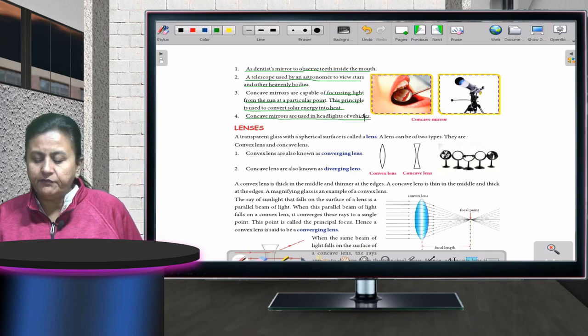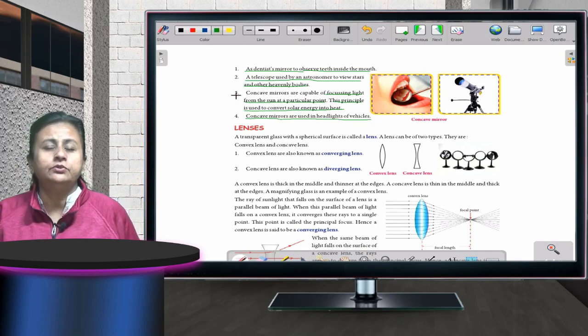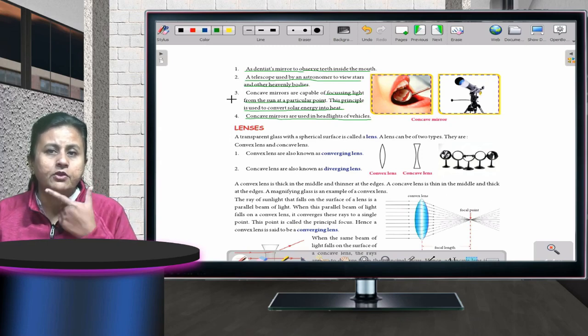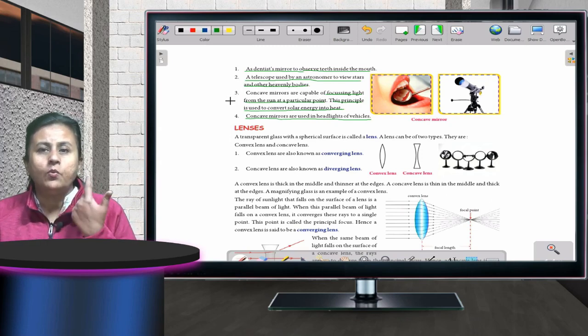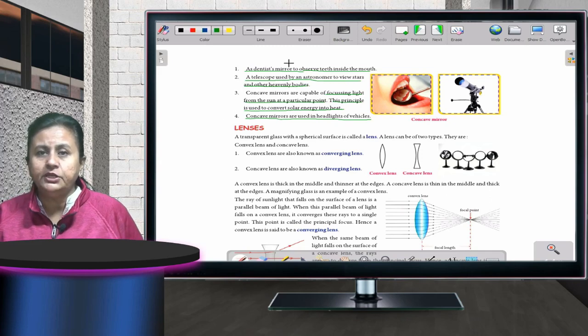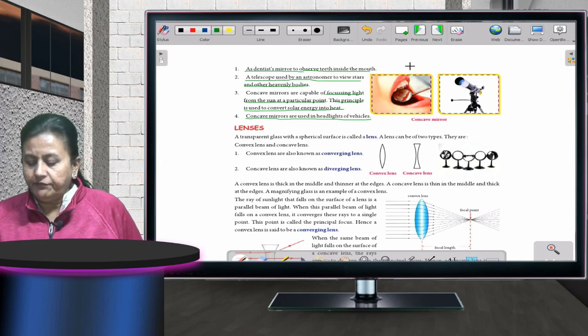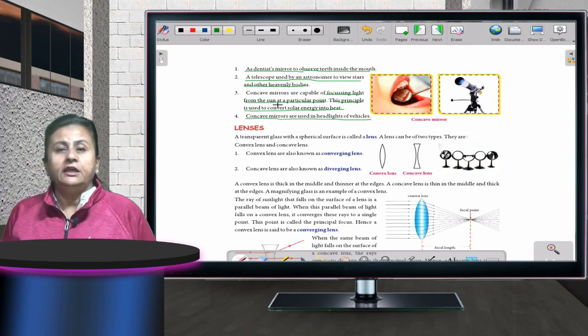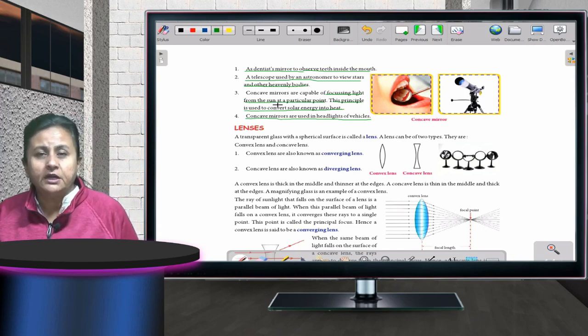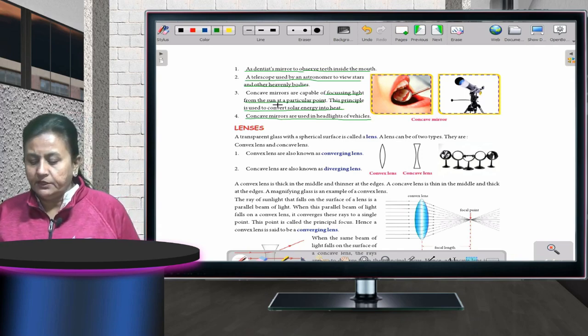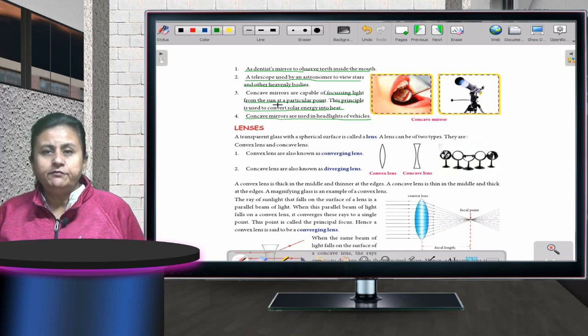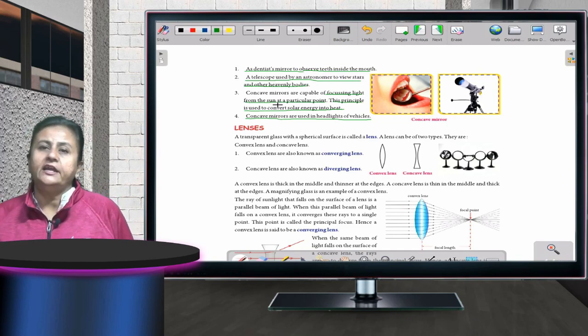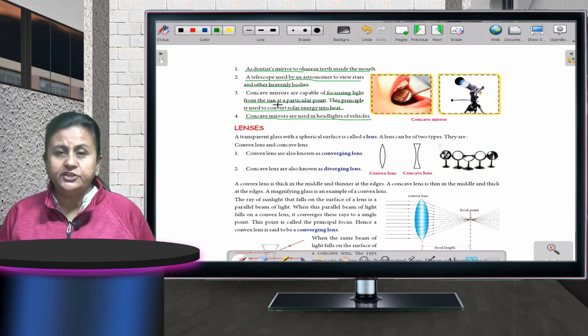So children, where are we using them? We are using them at the dentist. Whenever you go to a dentist and the dentist opens your mouth and wants to examine what the problem is inside your mouth, he uses a concave mirror. Then astronomers also use them in the telescope. Then, if we want to convert solar energy into heat, we use concave mirrors, and also in the headlights of all vehicles. Fine children.